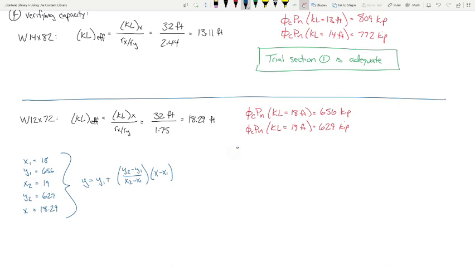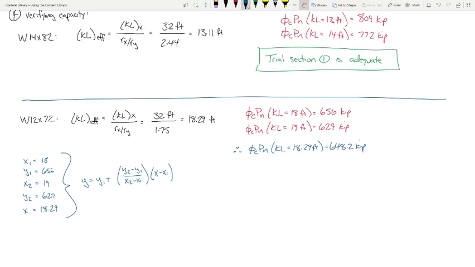So therefore, VPN at a KL of 18.29 feet is what? 648.2? So, is this section adequate or not? No, it's not. It doesn't have enough capacity. This column is going to be governed by its strong axis capacity, not its weak axis capacity. And this is definitely a place where checking that strong axis capacity is very important.